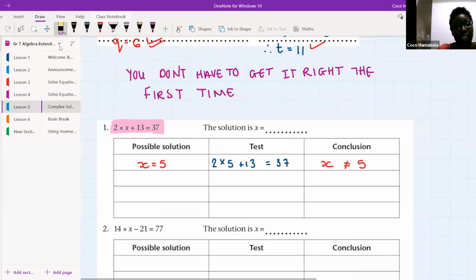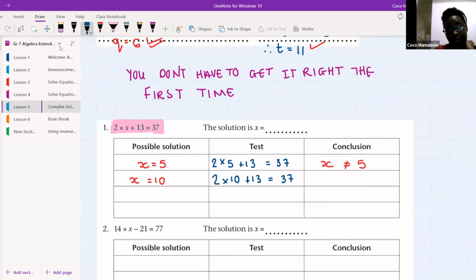You can choose another number. What do we want X to be? 10. Okay, let's try 10. X is equal to 10, and we're gonna do the same thing again. We're gonna go 2 times 10 plus 13 is equal to 37. What's 2 times 10? 20. 20 plus 13 is going to give us 33. Is 33 and 37 the same? No. So what is our conclusion? That X is not equal to 10. So we need to keep checking for a number that's going to give us the right answer.